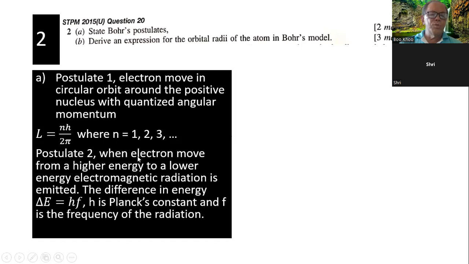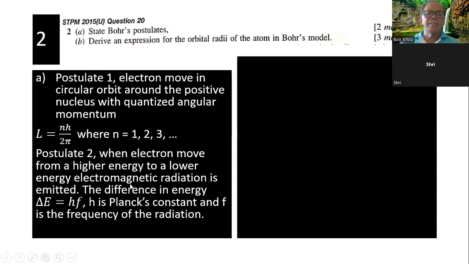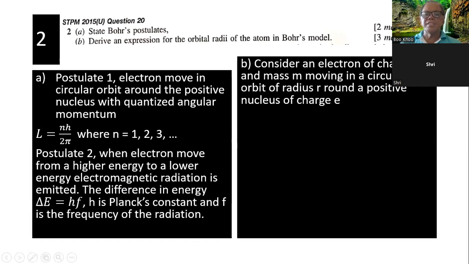Postulate 2: when electron moves from a higher energy to a lower energy, electromagnetic radiation is given out. The difference in energy equals hf, where h is Planck's constant and f is the frequency of radiation. Derive: consider electron of charge e and mass m moving in circular orbit of radius r around a positive nucleus of charge e. I hope we have derived that.